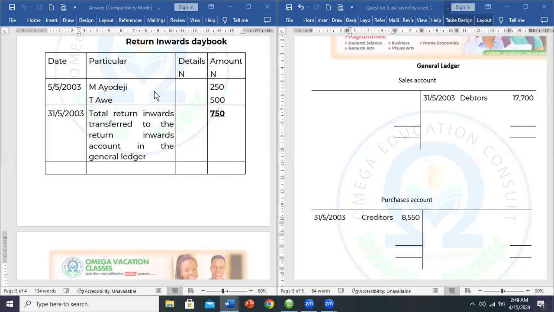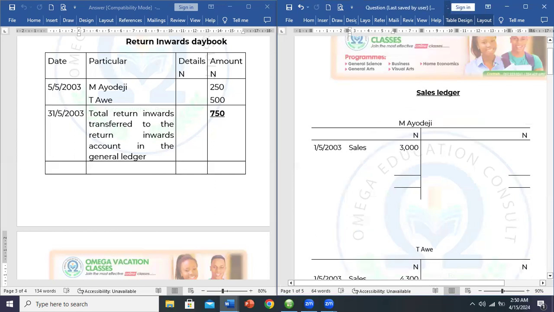Okay. So it means that these individual entries of debtors would go into the sales ledger, because the sales ledger is where information about debtors, or accounts of debtors, are recorded. So if we have M. Ayodeji returning goods to us, then we have to go to M. Ayodeji's account, which is in the sales ledger. So we scroll up to our sales ledger and we have M. Ayodeji.